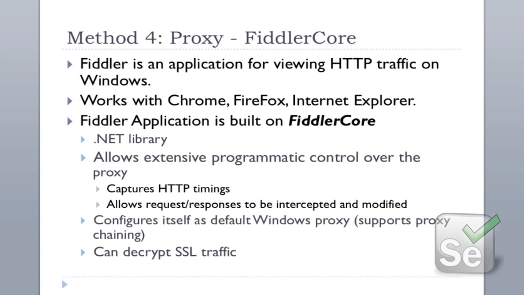So it's got all the same features as the BrowserMob proxy. It also configures itself as the default Windows proxy by default and supports proxy chaining. So if you already have a proxy on the machine, the FiddlerCore will use that. It can decrypt and intercept and change SSL traffic because it inserts its own certificates.